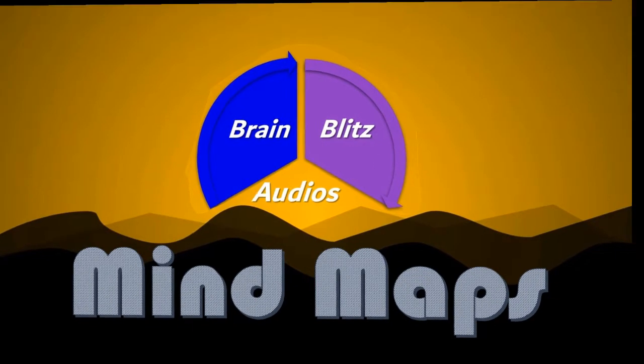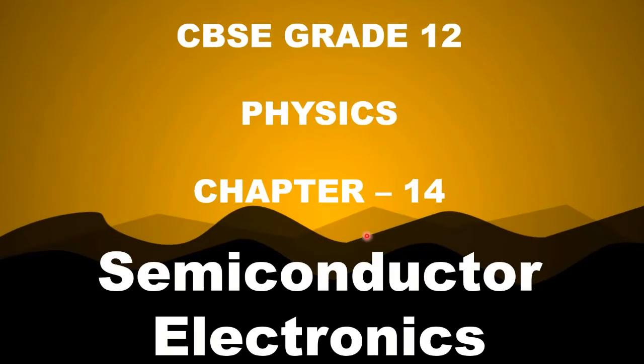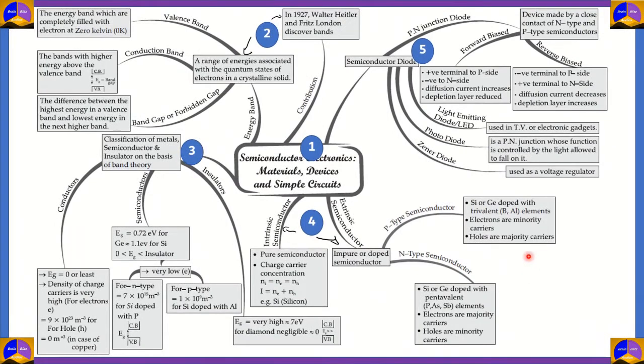Today in this episode of Mind Maps, we'll be dealing with the 14th chapter in the grade 12 physics syllabus in CBSE. The name of this chapter is Semiconductor Electronics, and today we'll be using the help of this mind map in order to describe the chapter, Semiconductor Electronics: Materials, Devices, and Simple Circuits. Mind maps are very good ways for preparing for last minute exams. However, like this one, they can be very extensive, and therefore this video is devoted to describing this mind map in some detail. So let's begin.